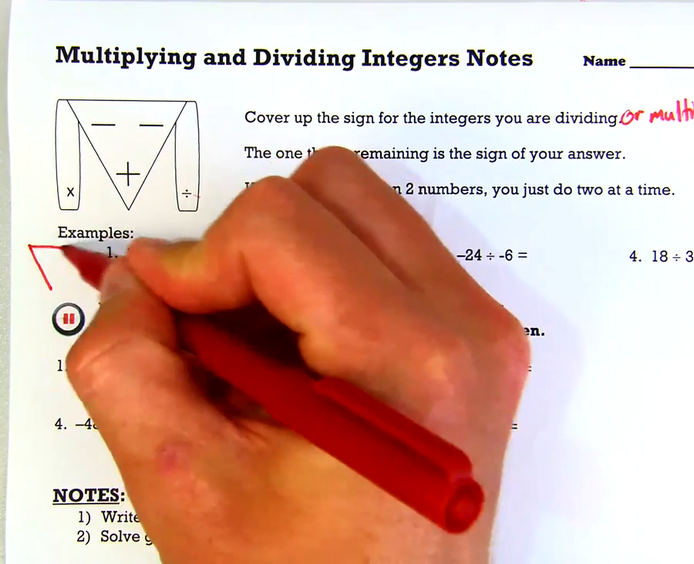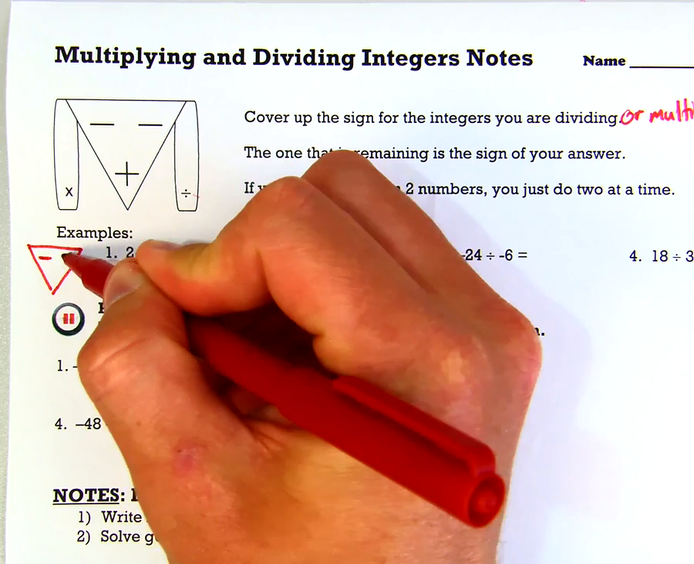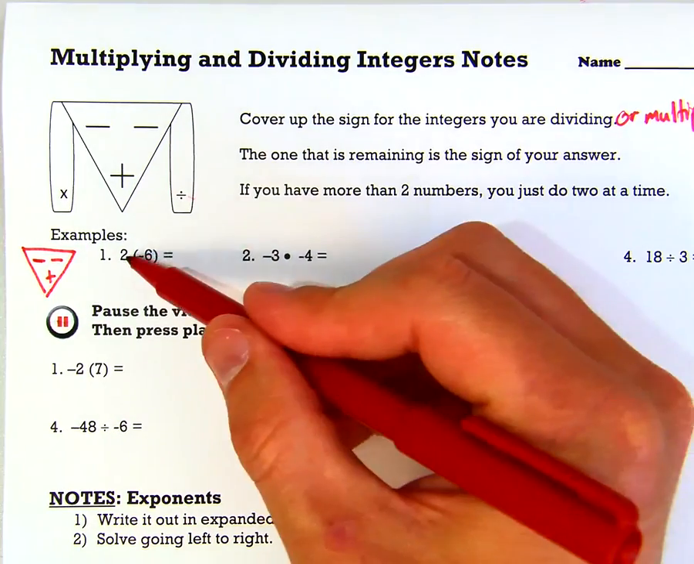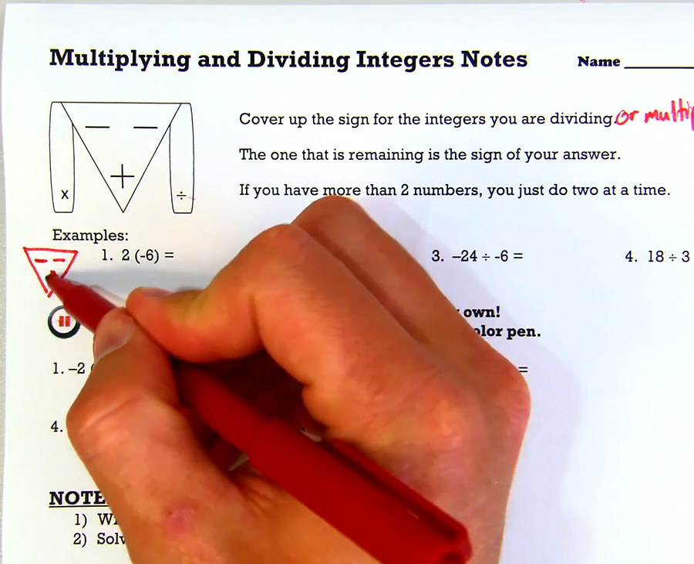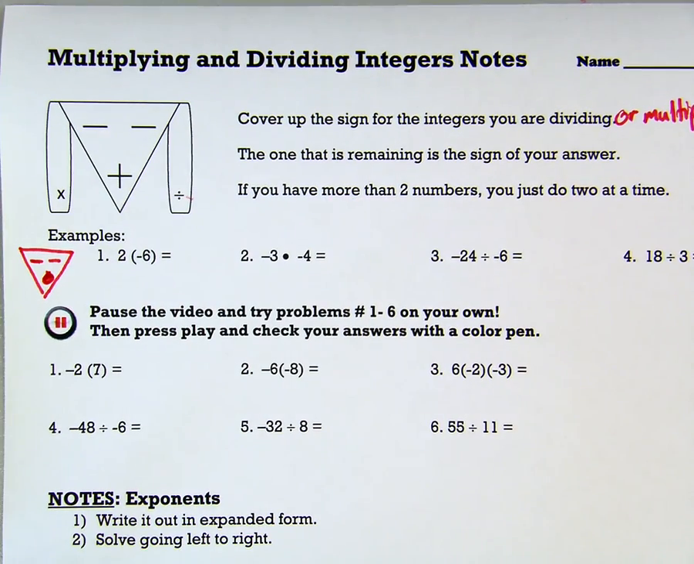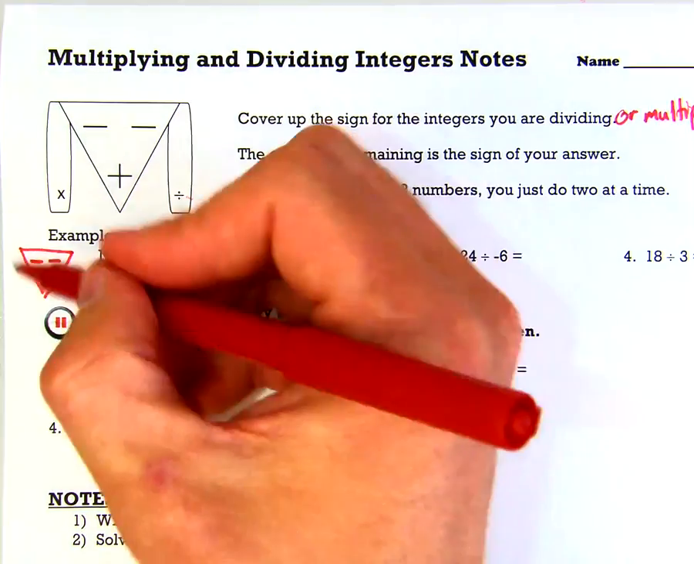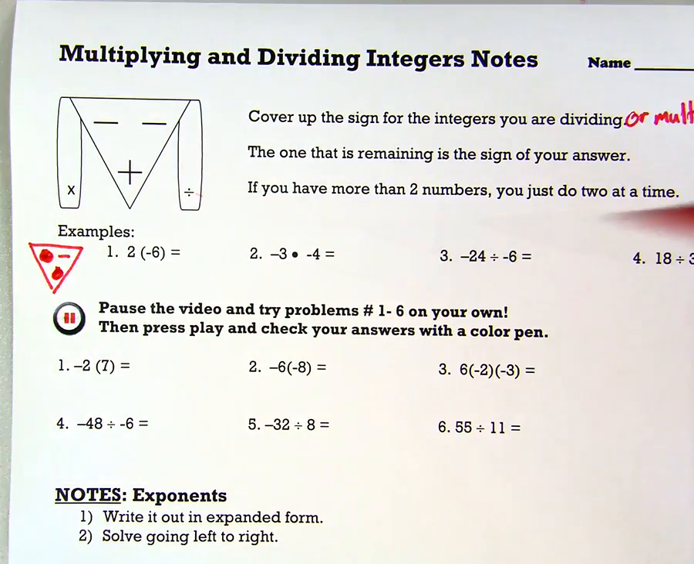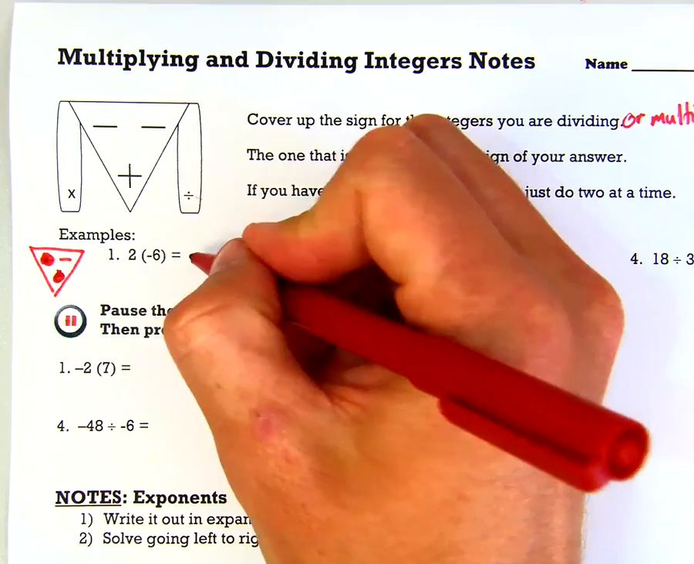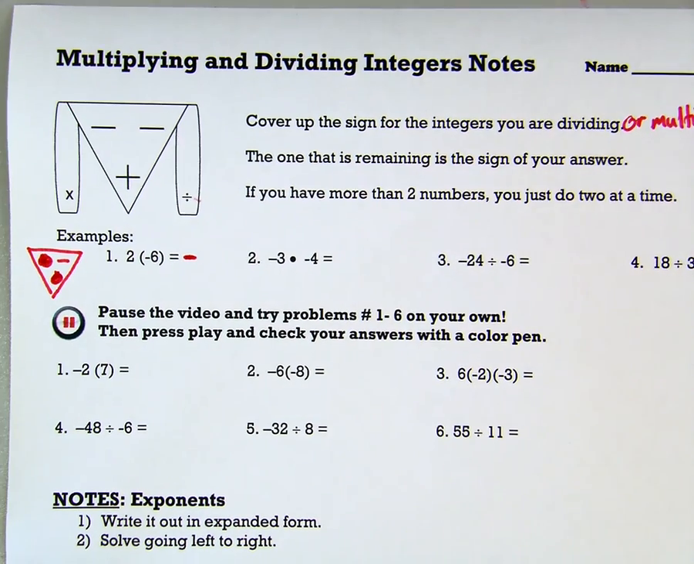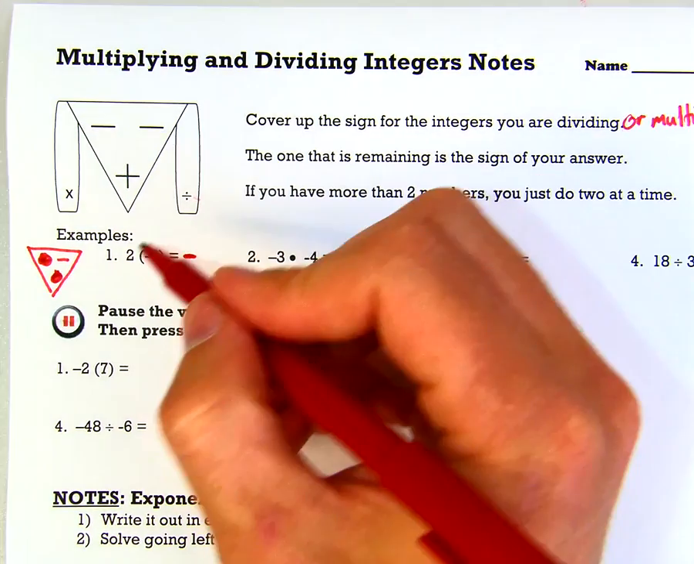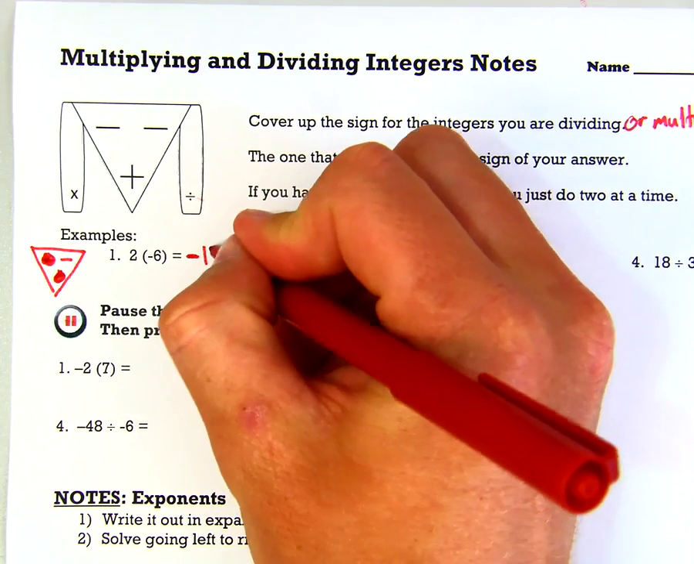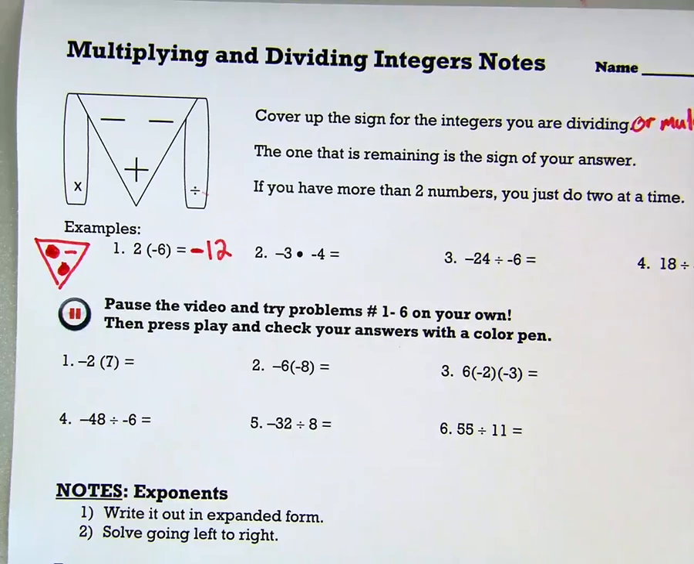Let's draw my triangle here, the 2 negatives and the positive. 2 is a positive, so I'm going to take my positive and get rid of it. And I have negative 6. It's a negative, so I get rid of one of my negatives. Because I have a negative left over, I know my answer is going to be negative. Then all I need to do is multiply my numbers, 2 and 6. 2 times 6 is 12, so my answer is negative 12.